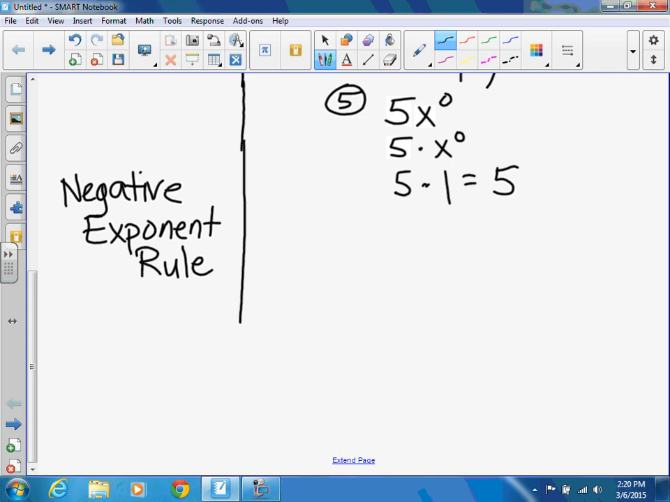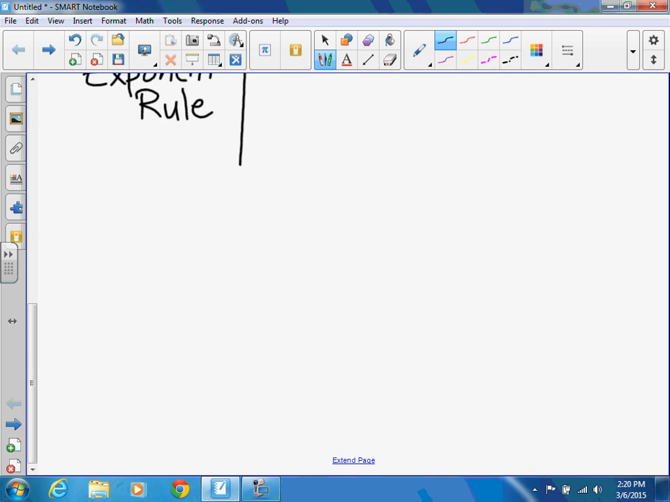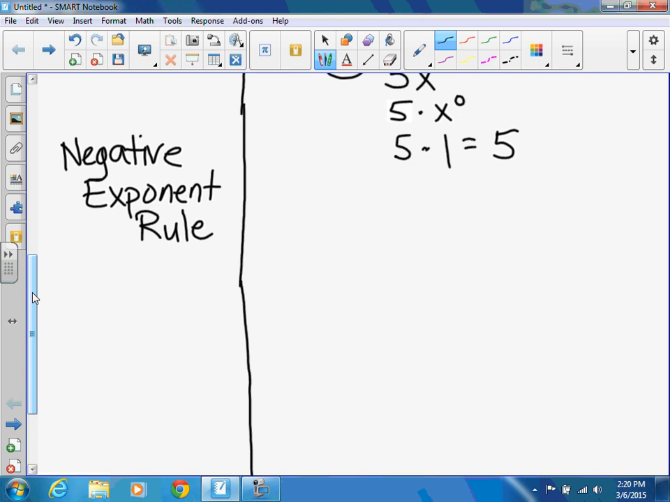All right, first I'm going to give you the algebraic definition, and you can see why I've kind of changed how it's worded once you see how weird it looks in the first place. So here's the actual rule. It says that x to the negative n power, which basically means anything to a negative power, is the reciprocal.